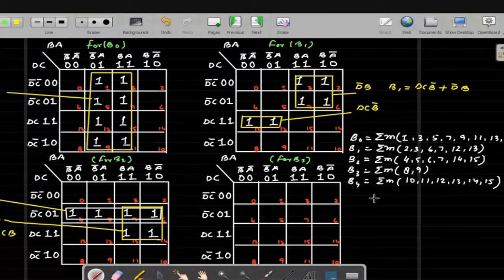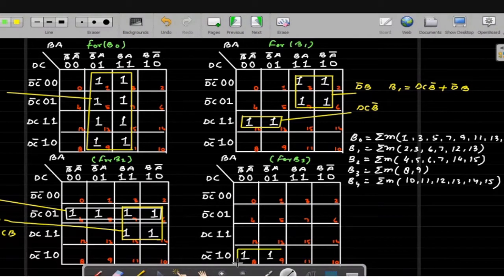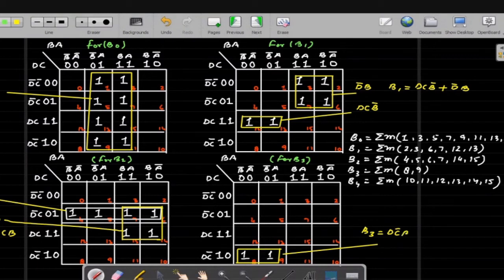Okay, so now let's solve for B3. For B3 we have to fill 8 and 9. Where is 8? Here we have 8 and here we have 9. So I think we can make a group. If we solve this group, B3 is equal to D C bar B bar.